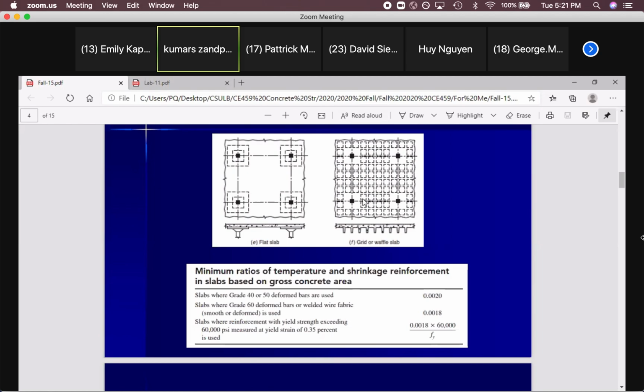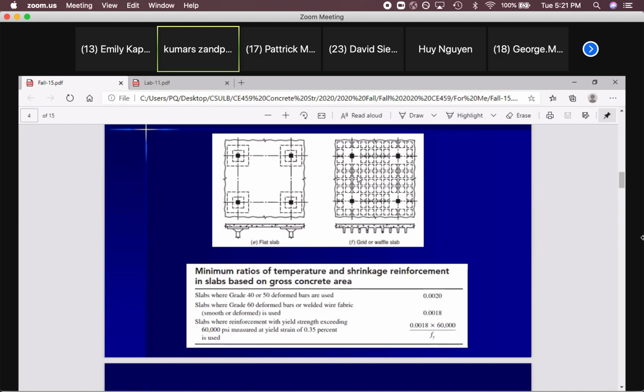If you add beams here, so consider you have this waffle slab and you have beams here, in this case, it might be a one-way slab or two-way slab. If the longer span divided by the shorter span is greater than 2, one-way slab. If it's less than 2, this waffle slab will act like a two-way slab. So these are important.